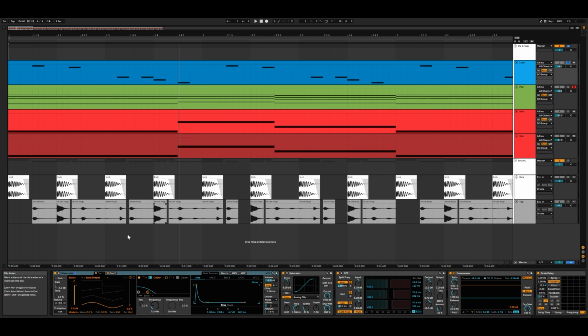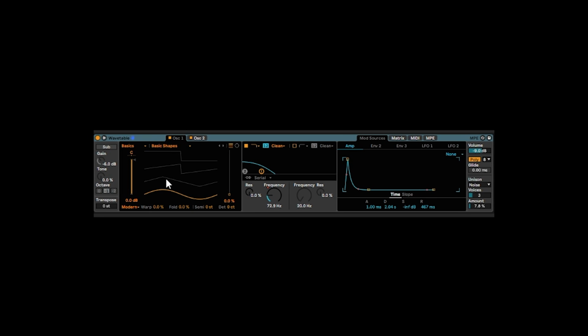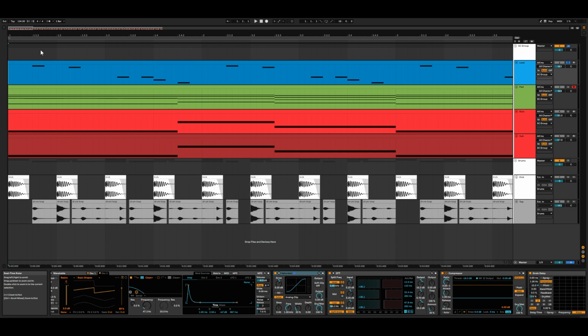Now moving on to the lead, I used Ableton's Wavetable, with two oscillators, one being a basic sine and the other being a basic saw, with a filter that is opening up with automation, as well as being tied to the amplitude, which is in this plucky pattern. It sounds like this.